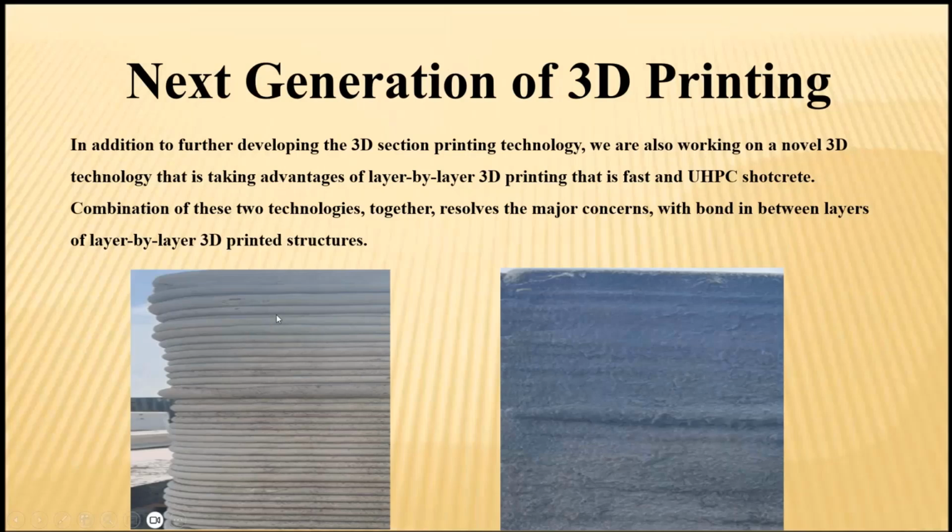Layer by layer is adequate for residential housing, for example, where you don't have very large load. But if you want a load bearing structure, or a structure that's going to be subjected to heavy load or cyclic loading or things like that, you've got to solve the bond between the layers. And I think combining the layer by layer with the shotcrete with the UHPC can achieve that goal.